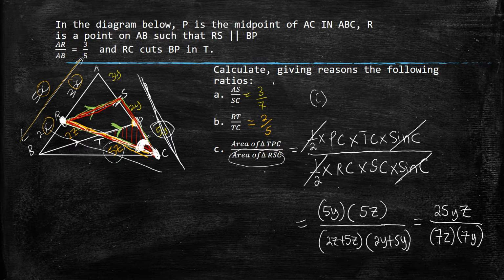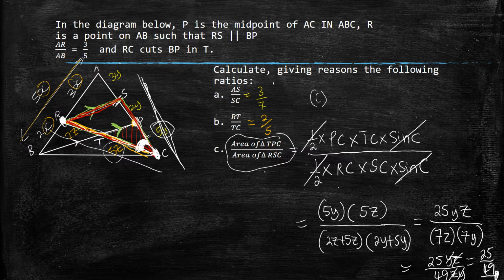Okay, so 7 times 7 is 49, so it will be 25yz over 49zy. Okay, so the z and z will cancel, y and y will cancel. We'll be left with 25 over 49, and that will be the ratio of the area of triangle TPC over the area of triangle RSC.